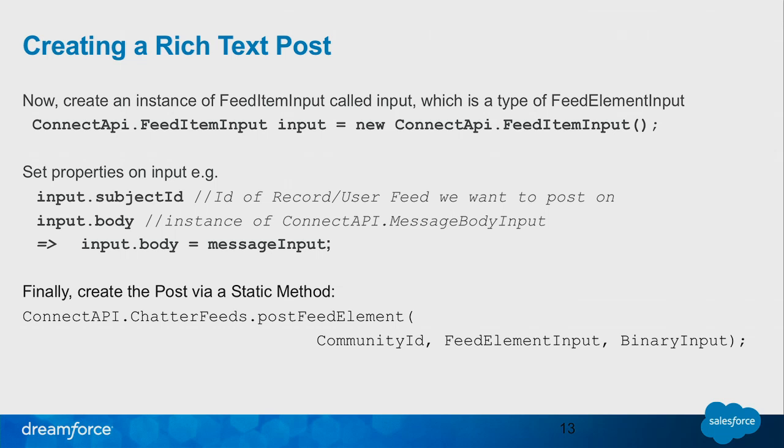Notice that the method is taking feed element input. But at the top of the screen, we created a feed item input. In the documentation, the method is actually requiring an abstract class. It's asking for an abstract feed element input. You can't create that. You have to create a concrete instance. In this case, feed item input is the concrete version of that. But I think sometimes people see the documentation and think, well, how do I create this mysterious class? It won't let me do it. Well, the point is you have to find the concrete version, the subclass that's going to let you do that.